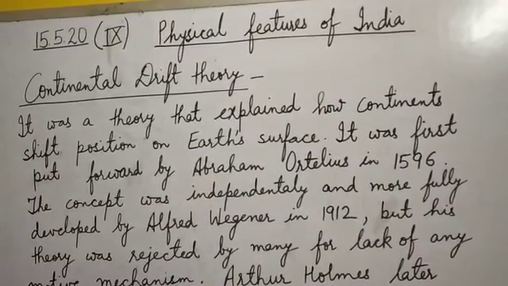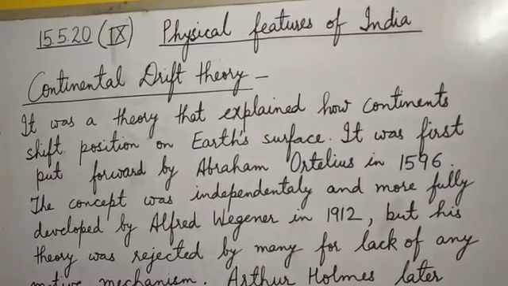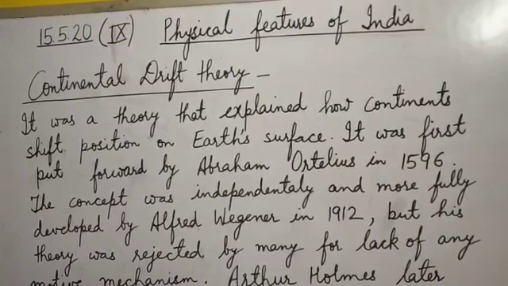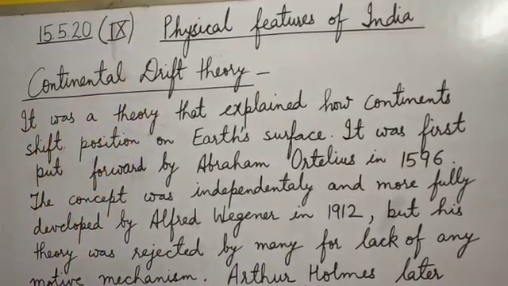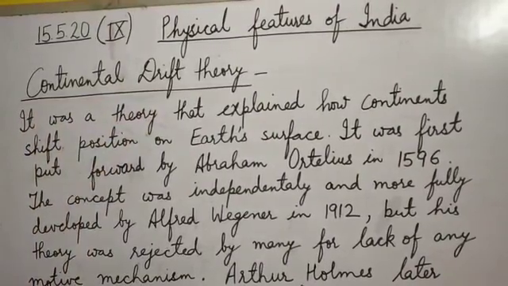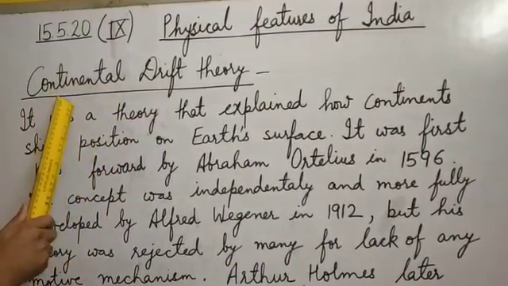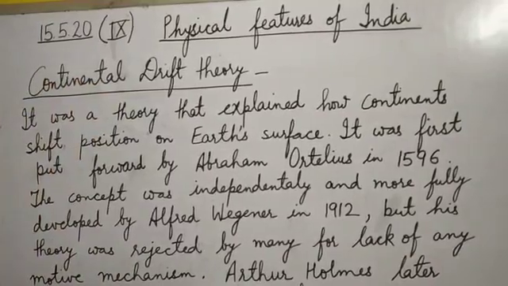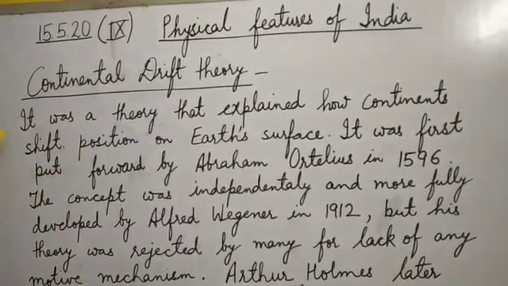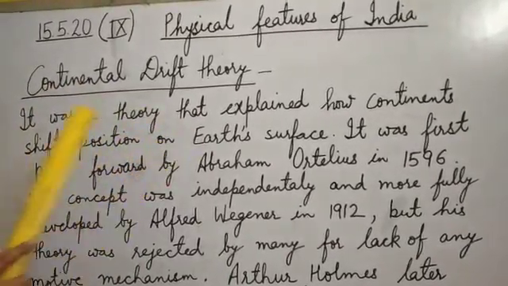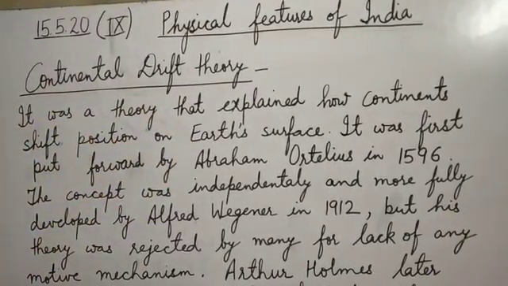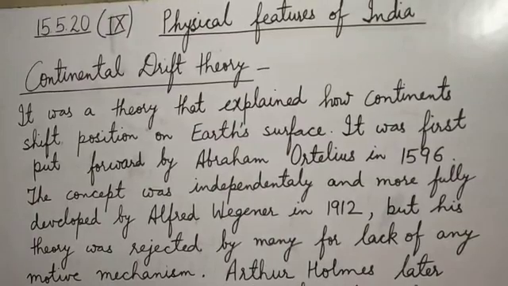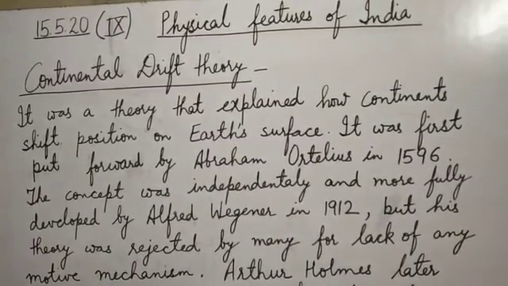So the plate tectonic theory is the modern version of one more theory, that is continental drift theory. So to understand the plate tectonic theory, we must know what the continental drift theory was. Let us see. It was a theory that explained how continents shift position on Earth's surface. That means the continents are not stable, they move, they leave their position and they move.